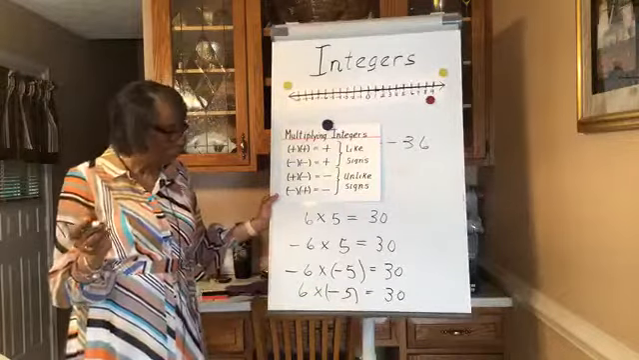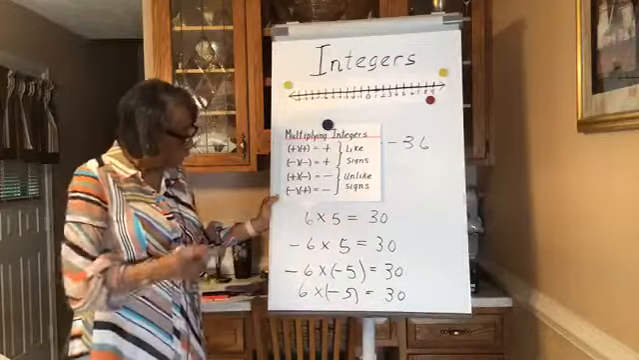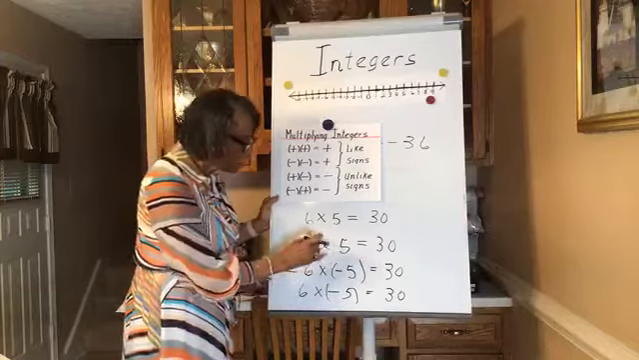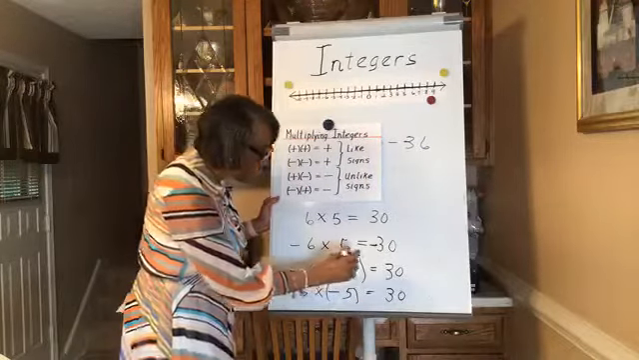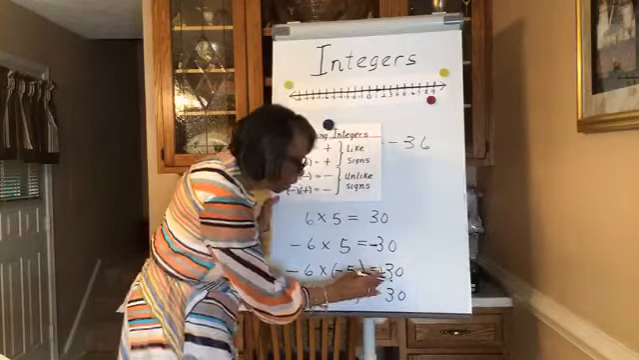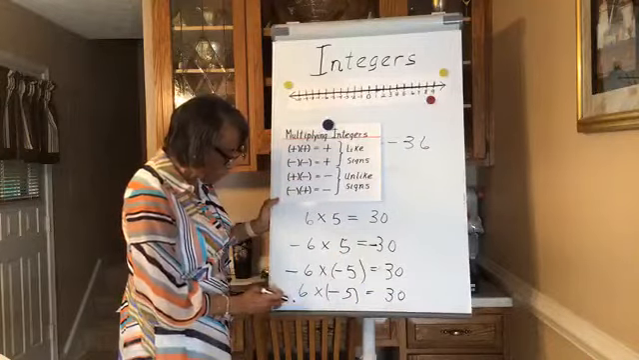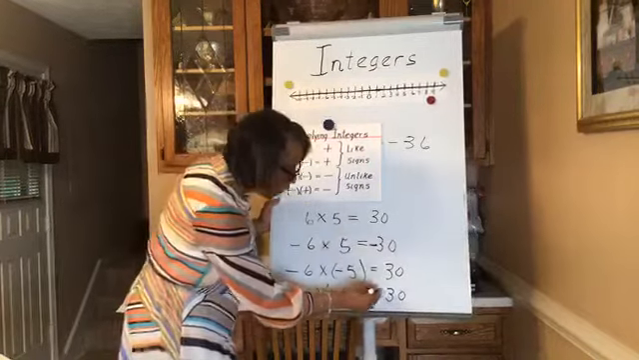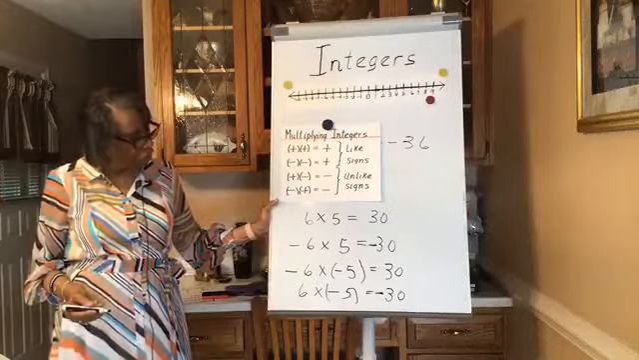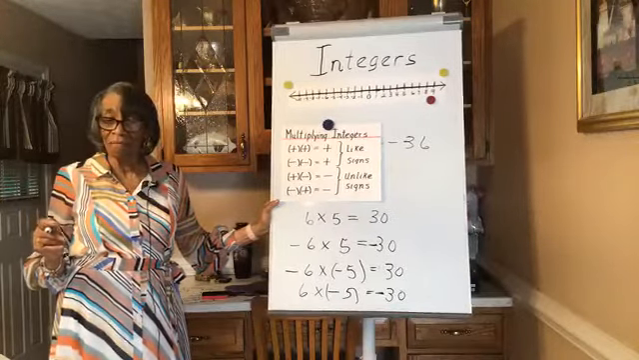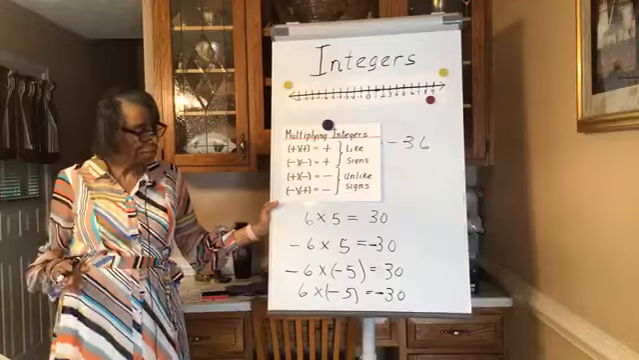All right. So what do you ask yourself? I'm multiplying two positives, so the product is positive. I'm multiplying a negative and a positive, so the product is negative. I'm multiplying a negative and a negative, so the product is positive. And you don't have to write the positive sign, so I won't write it. And if you're multiplying a positive and a negative again, that's negative 30. So when you're multiplying integers, if they're like signs, the product is positive. And if they're unlike signs, the product is negative. Simple. So you got it.